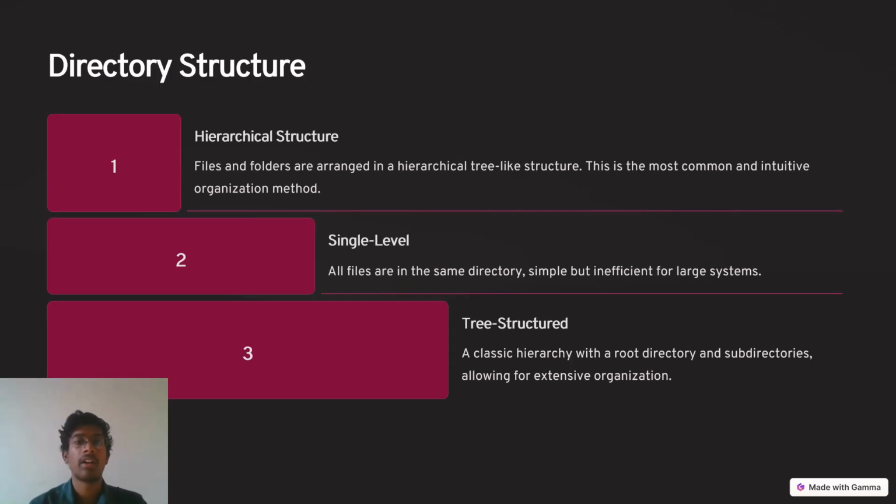And directory structure: hierarchical structure, single level, tree structure. Now we will see the hierarchical structure. Files and folders are arranged in hierarchical tree-like structures. This is the most common and intuitive organization method. Single level: all files are in the same directory, simple but inefficient for larger systems. Tree structure: a classic hierarchy with a root directory and subdirectories, allowing for extensive organization. Navigation within the file system is done using path names, which can be absolute and relative, and understanding these structures is vital for efficient file management.